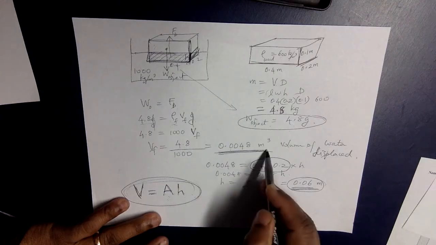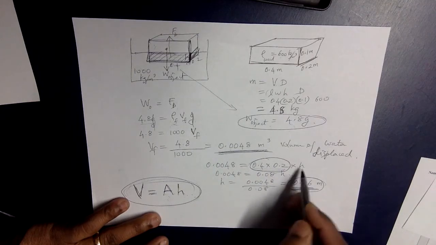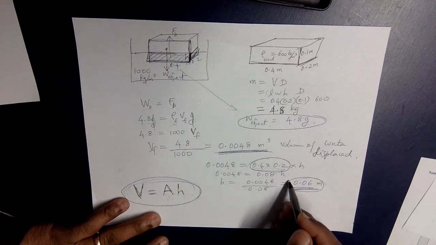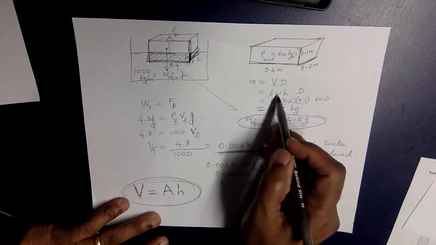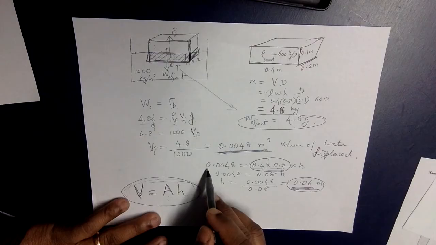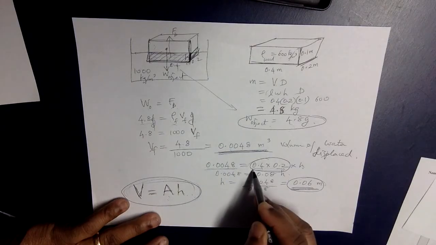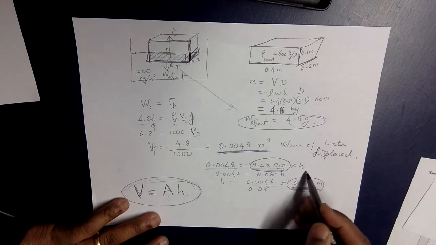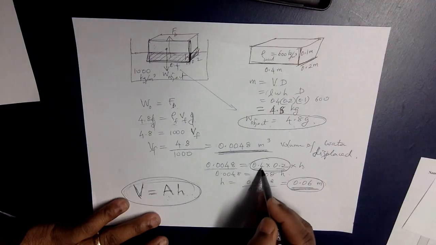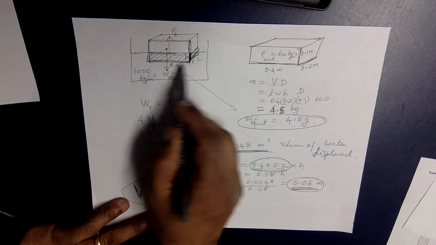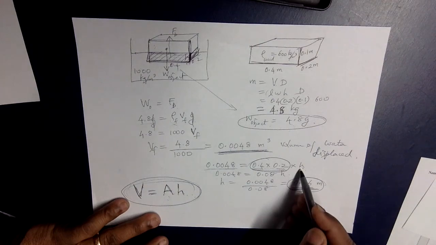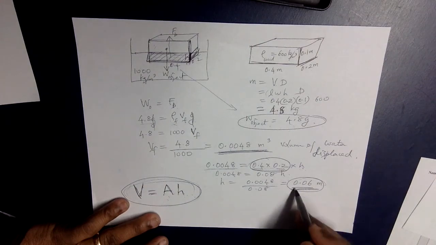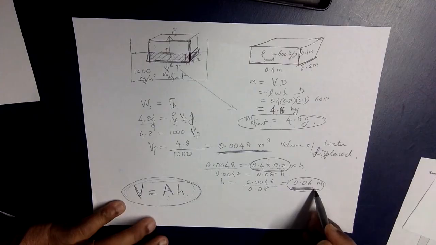So this volume is area times the height, or length times width times height. So the area is 0.4 because the length is 0.4, and the width is 0.2, which is right there, times height, and you should be able to calculate the height, and we find it is 0.06 meters.